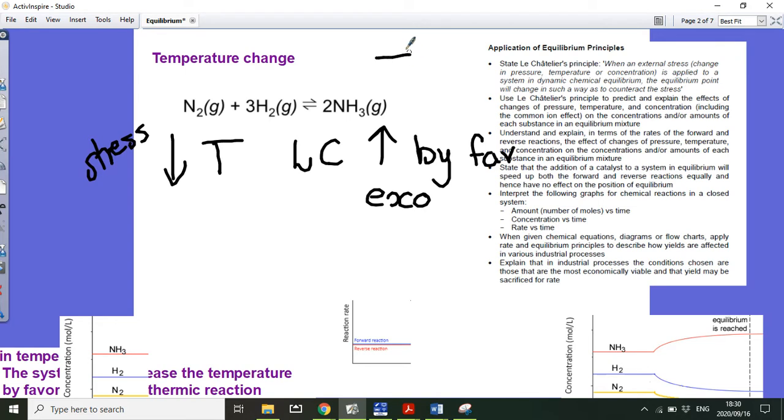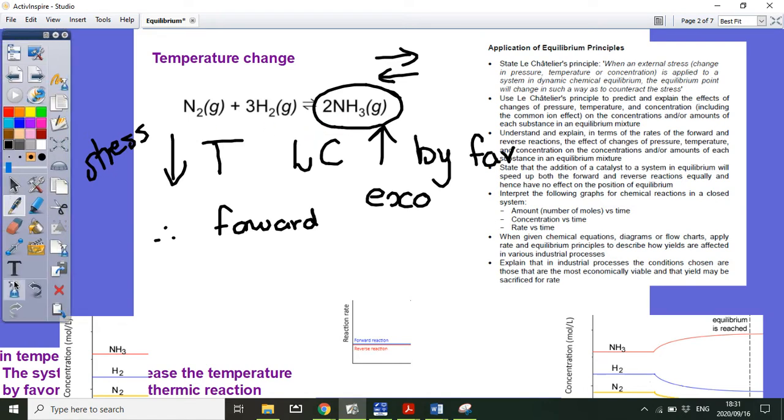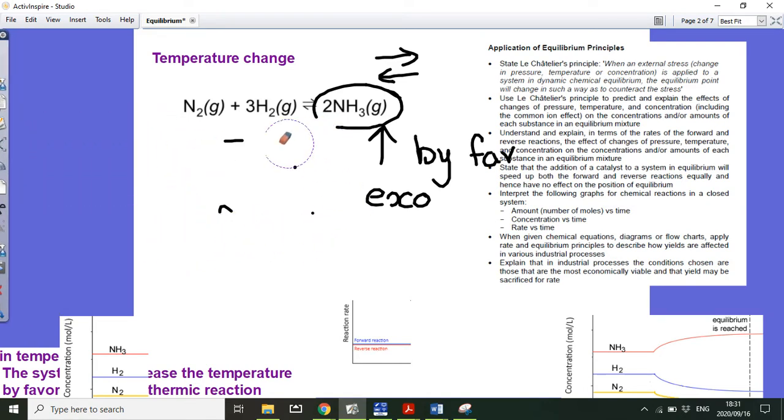But then we said already forward is exo, reverse is endo. So then you're going to say, therefore, in this reaction, the forward reaction will be favored. And if the forward reaction is favored, more NH3 will form. Now we're going to quickly look at the graphs because I'm going to do each factor with its graph so that you have everything together.